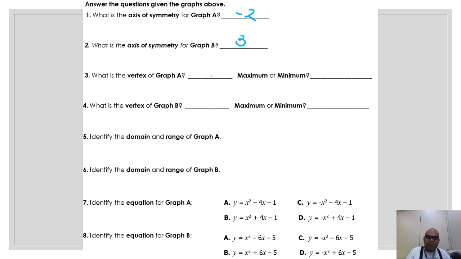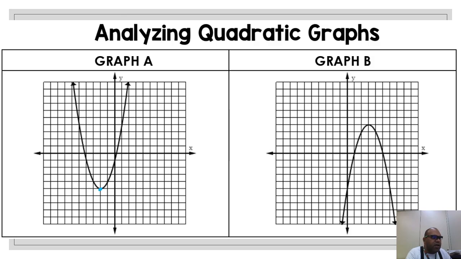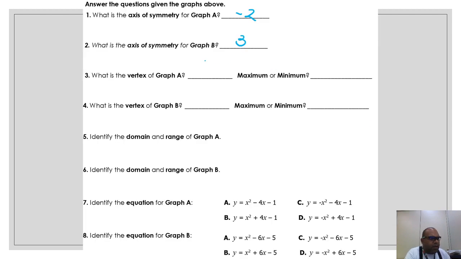What is the vertex of graph A? The vertex, guys, for graph A, as you notice here, is negative 2 and negative 5. For graph B, it is 3 and 4. Okay, let's write here: negative 2 and negative 5, and 3 and 4.